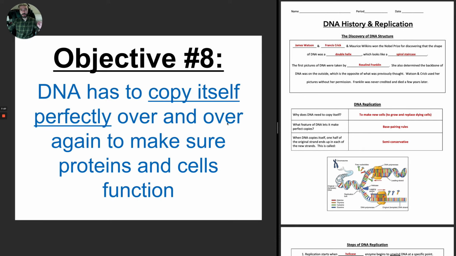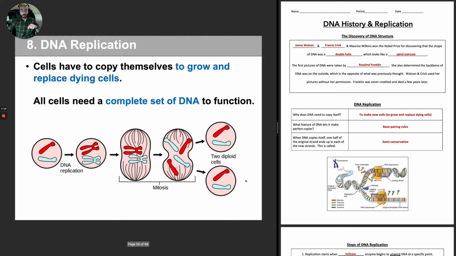So we're going to move on now to DNA replication. And so DNA has to be able to copy itself perfectly over and over and over again in order to make sure that proteins and cells function properly. And so part of this can go in this first box here. It's not necessarily what's meant to, but cells have to copy themselves so that cells and people can grow, and so that organisms are able to replace dying cells. So not just people, all living things. And every one of your cells needs a complete set of DNA, with the exception of sperm and egg.